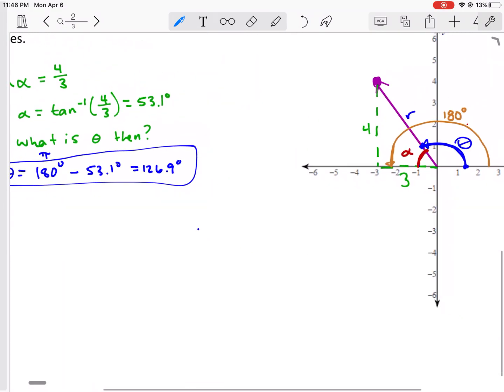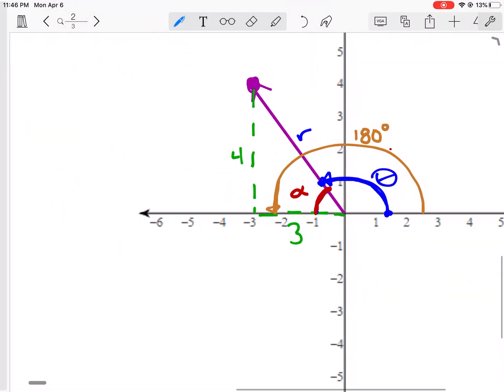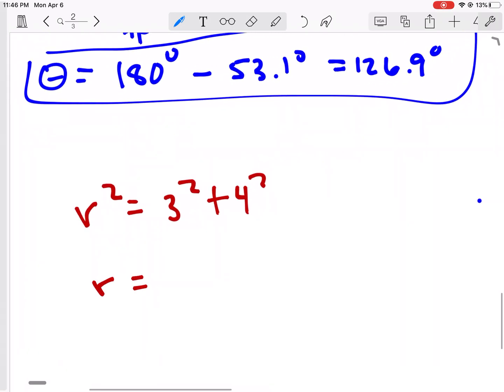Now we just need to find that radial measure, r, the radial distance. So to find r again, we can use the Pythagorean theorem. R squared is equal to 3 squared plus 4 squared. Well, we just did that. R again would equal 5.